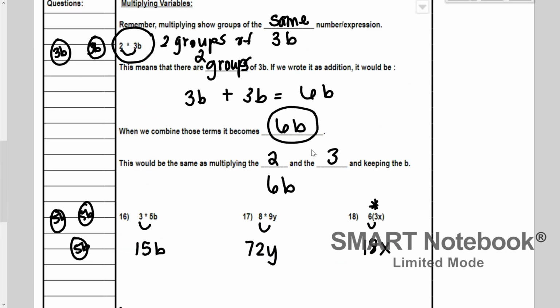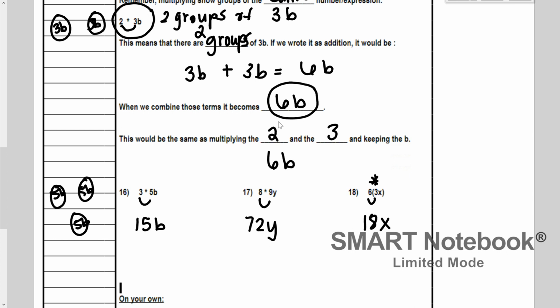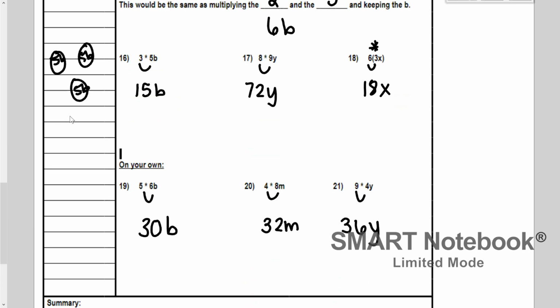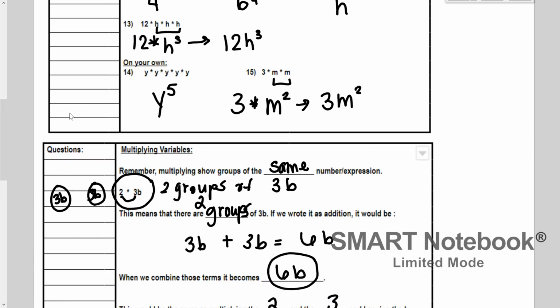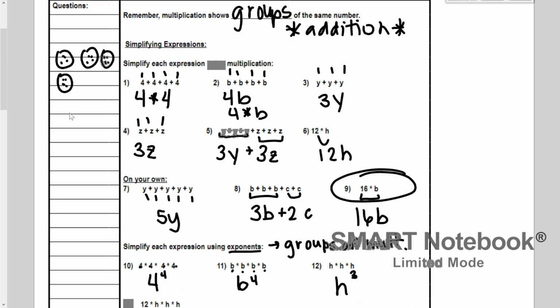Okay, so when we were multiplying groups of variables, like 3 groups of 5b, we can just multiply the 2 numbers and keep the b. Because it means groups, so you can always draw those groups if you need to. But we should, in 6th grade, be able to get to the point where we can multiply without drawing out those groups, hopefully. Especially since you can use a multiplication chart if you need to. All right, and that is what we are learning today.